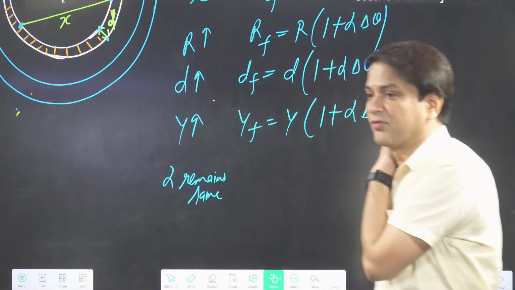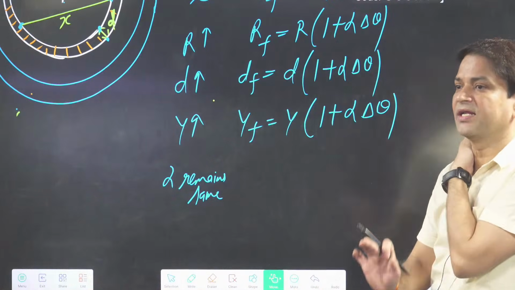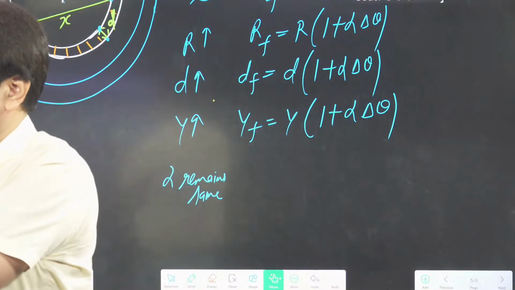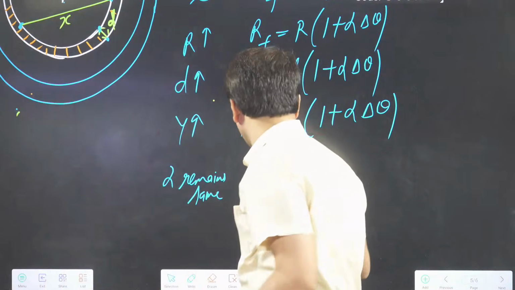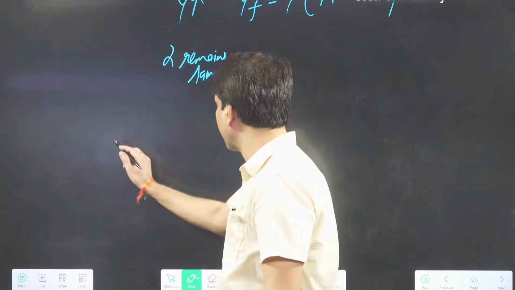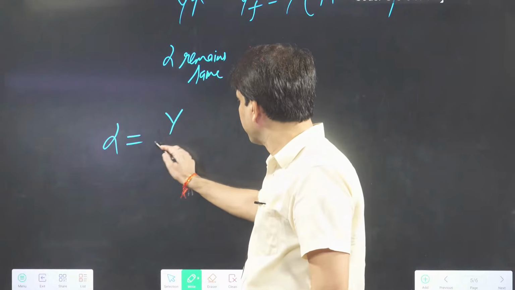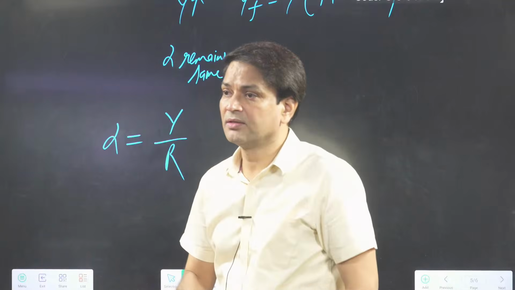Now listen, alpha. If I am saying angle is equal to, we have learned the formula, angle is equal to arc upon radius. So if I am finding the initial angle, alpha, then you will say what? Arc, what will you take? Y by R, Y by R.